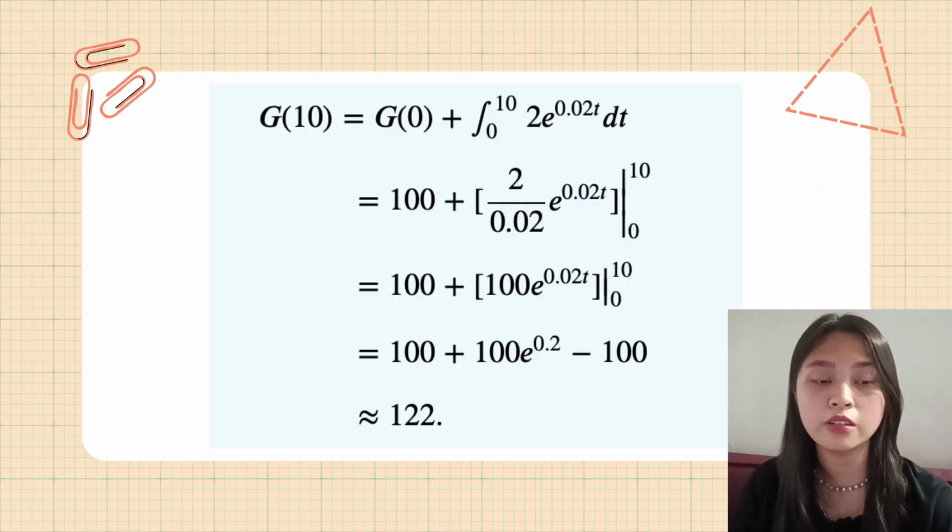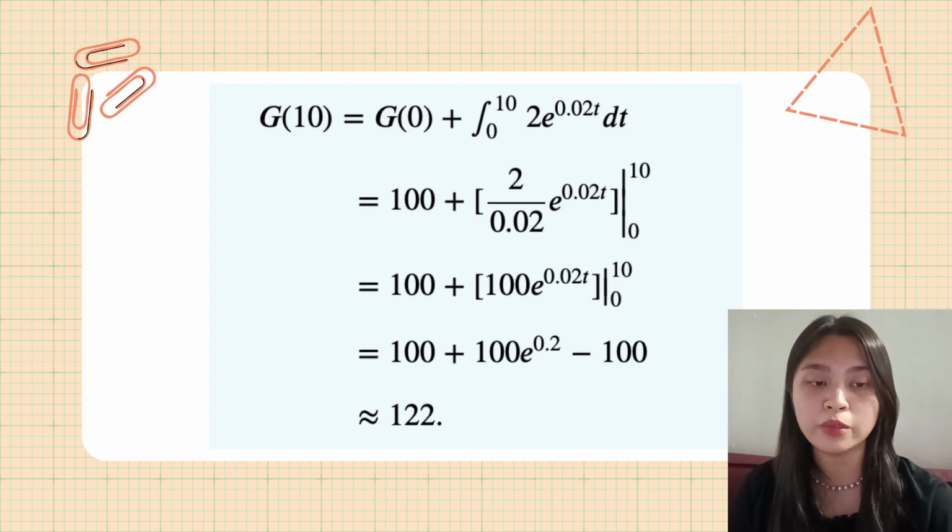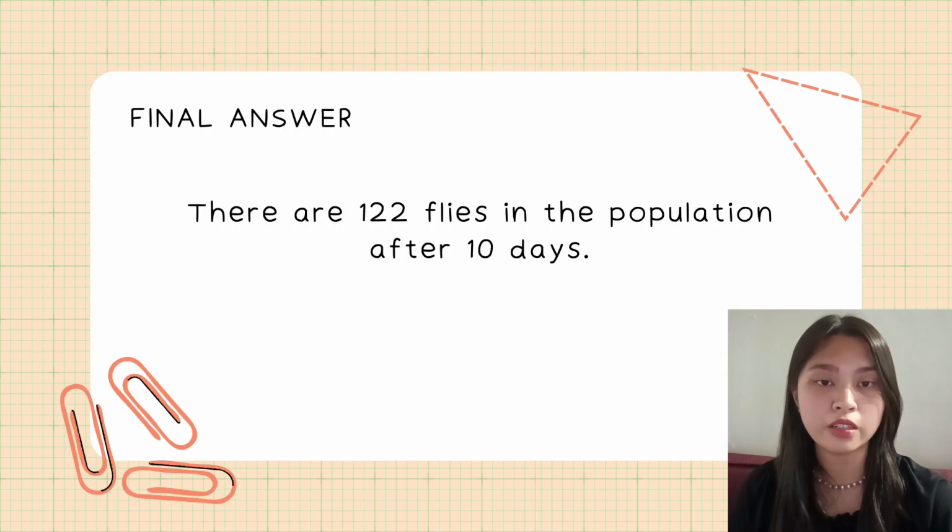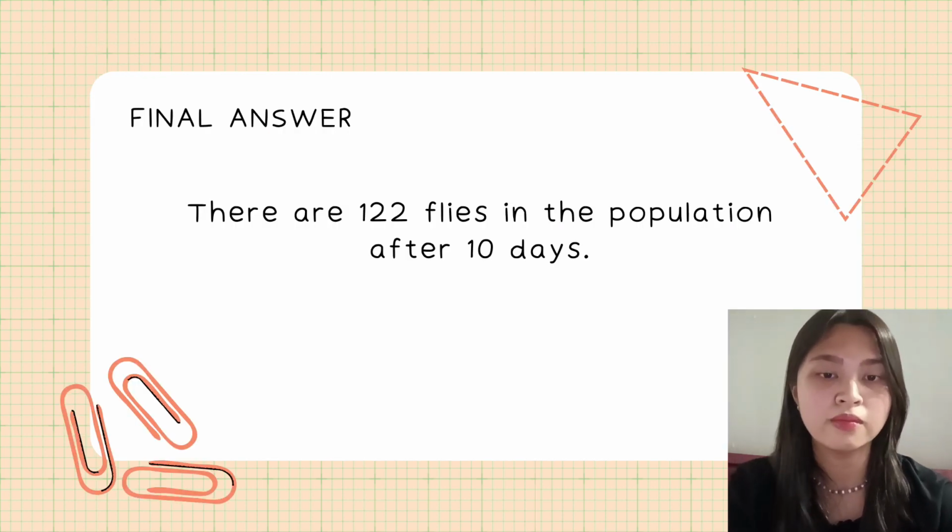Next, we calculate the population after 10 days by substituting t equals 10 into the growth function. g of t equals 100e raised to 0.02 times 10, which equals 100e raised to 0.2, which equals 100 times 1.22. The final answer is g of 10 equals 122.14. But since the population cannot be a fraction of a fly, we round the result to the nearest whole number, which gives us 122 flies.